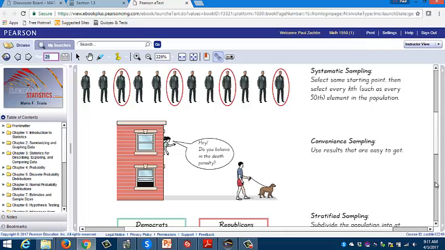Convenience sampling. Hey, I'll just take the first row. I'll sample you guys. That's not fair. That's not random. Here's two others that are used a lot. People do this. People do that. But you should understand, when you read about a study, if you see that they used systematic sampling or convenience sampling, please understand that the results might not be as accurate as if they could get a simple random sample.